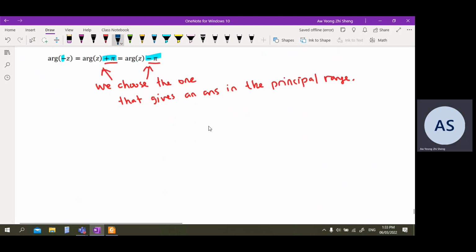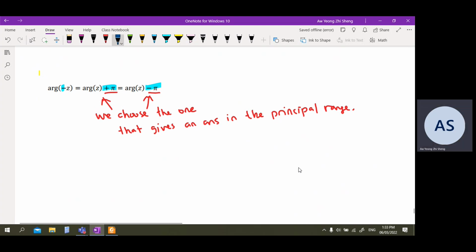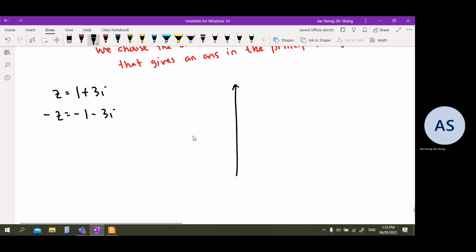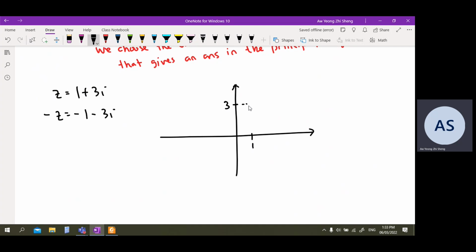Now, what is the diagrammatical effect of taking the negative of a complex number? Okay. For example, if I take z to be 1 plus 3i, then minus z will be -1 minus 3i. Okay, if we visualize it on the Argand diagram, 1 plus 3i is here. So this would be your z. -1 minus 3i will be down here.